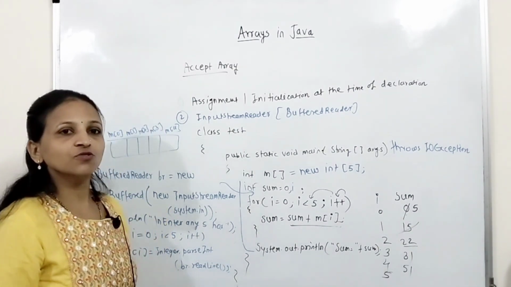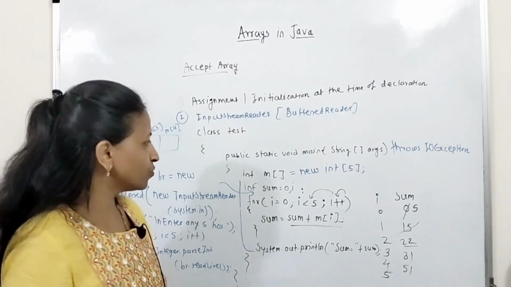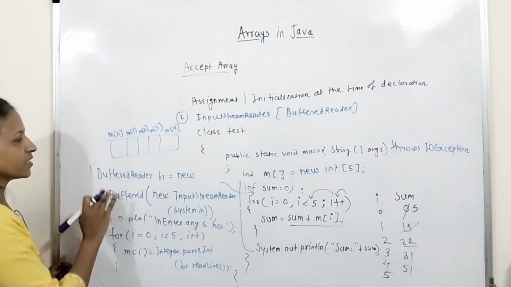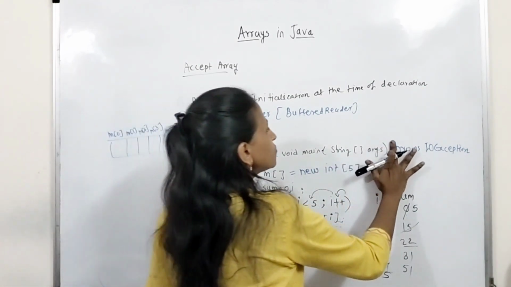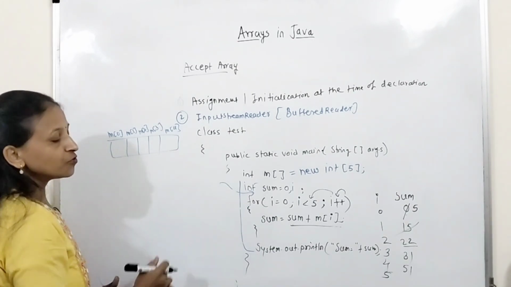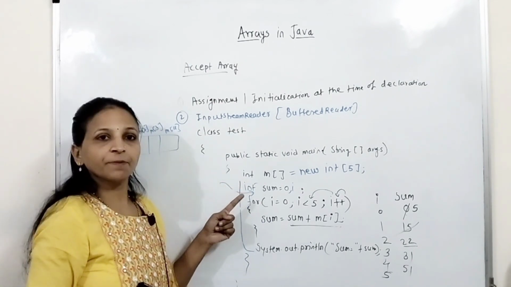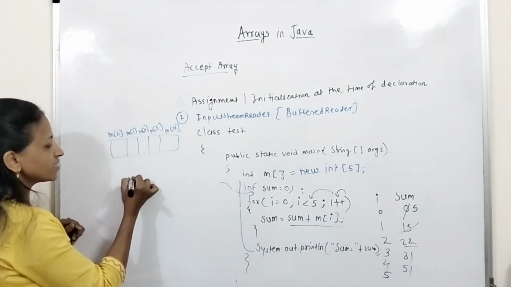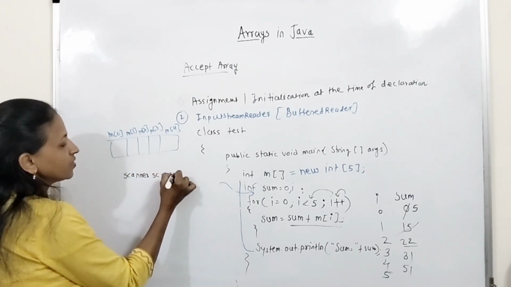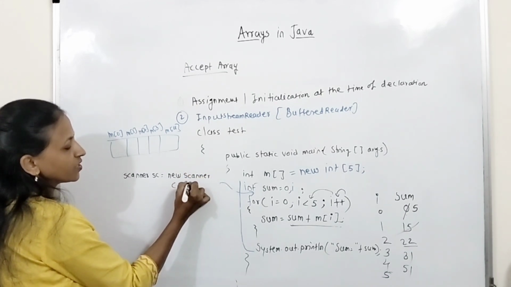Now the next method is using the Scanner class, which you can also use. Only one change you have to make here. Instead of this buffered reader, create a Scanner class object like this. In that case there is no need to write this throws IOException. If you want to use the Scanner class for accepting that array, then after these two statements you have to create one object of the Scanner class like this: Scanner sc equal to new Scanner, and in brackets System.in.